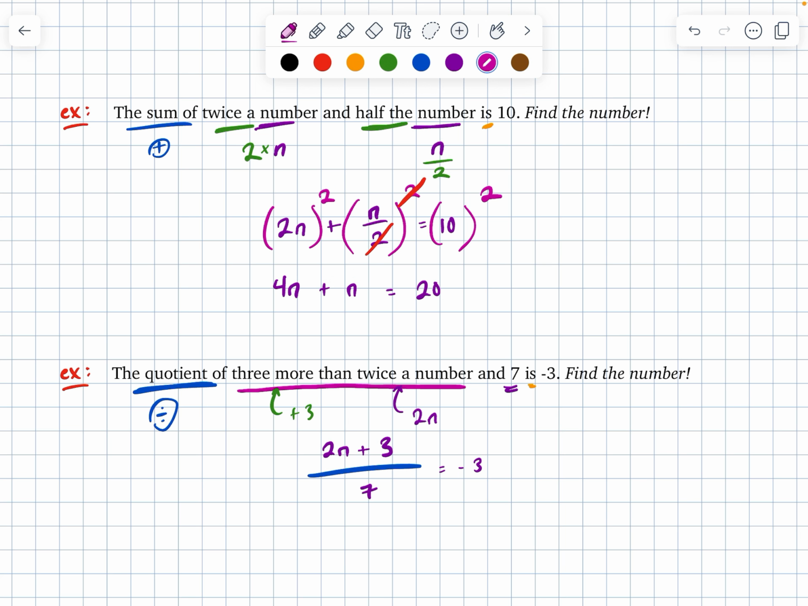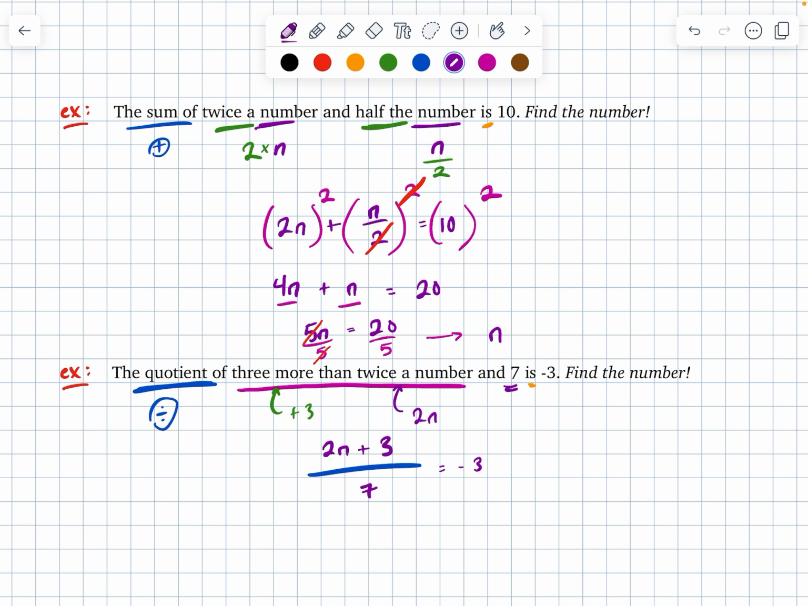And from here, I should feel kind of okay about where to go. On the left, 4n plus n, those are like terms, I can combine them. That's 5n. 5n equals 20. Let's divide both sides by 5 to get our n by itself. When I do that, I find that n is equal to 20 divided by 5, which is 4.